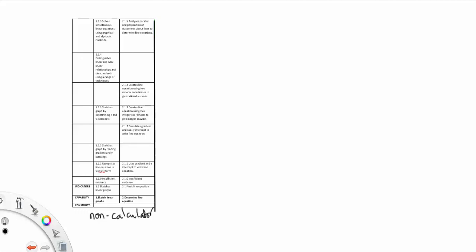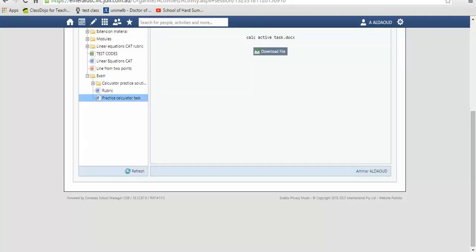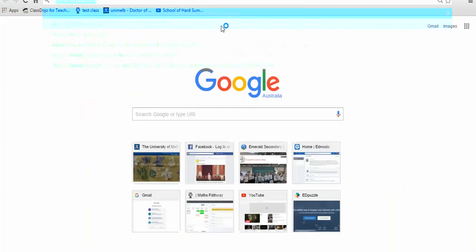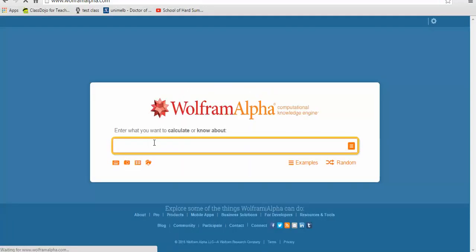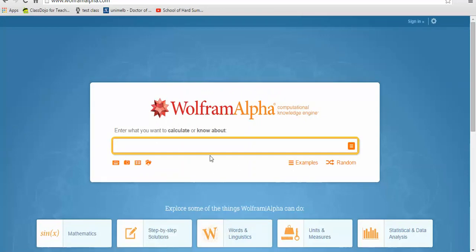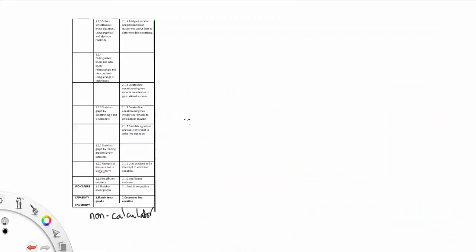I'm going to be hopping over to Wolfram Alpha at some points to show you some ways you can check answers, which are very useful. So I'll keep that open. You should have access to Wolfram Alpha. You should be able to access it, that's fine. Okay, so we'll start with determining line equations.